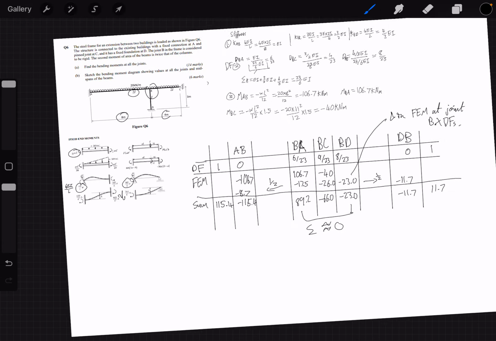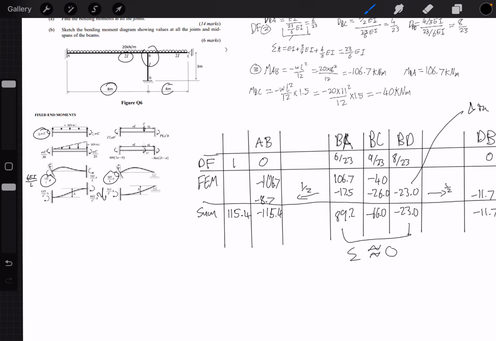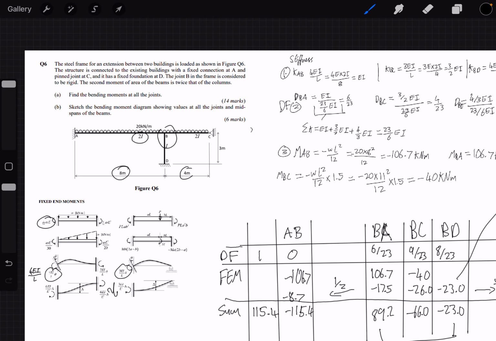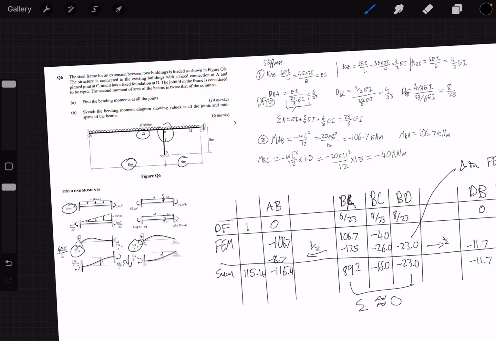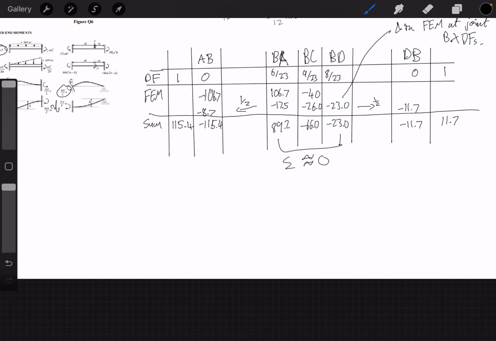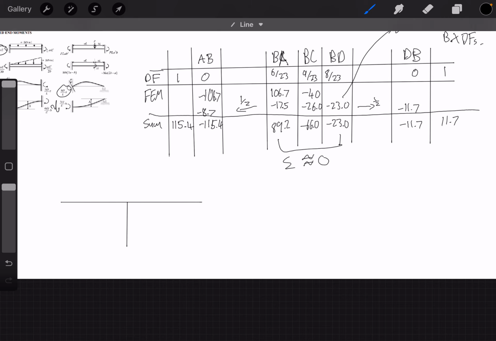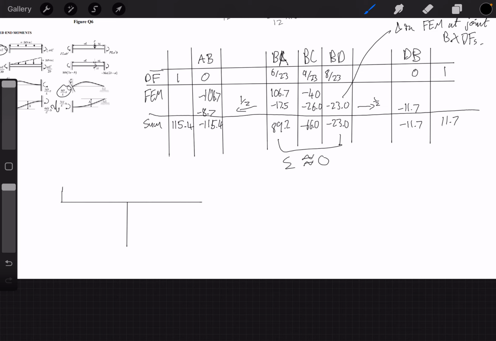And now we got to remember, so technically we found the bending moments of the diagram. However, we haven't drawn it. So part B is here. So let's just draw the frame. Okay. We've got, as we see here, 115.4. Because we know there's a UDL, it looks a bit like that.